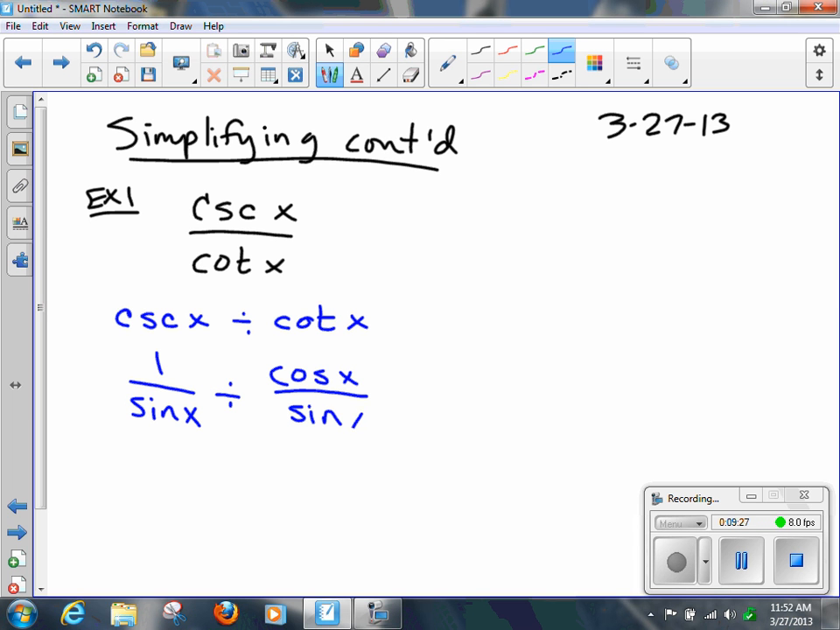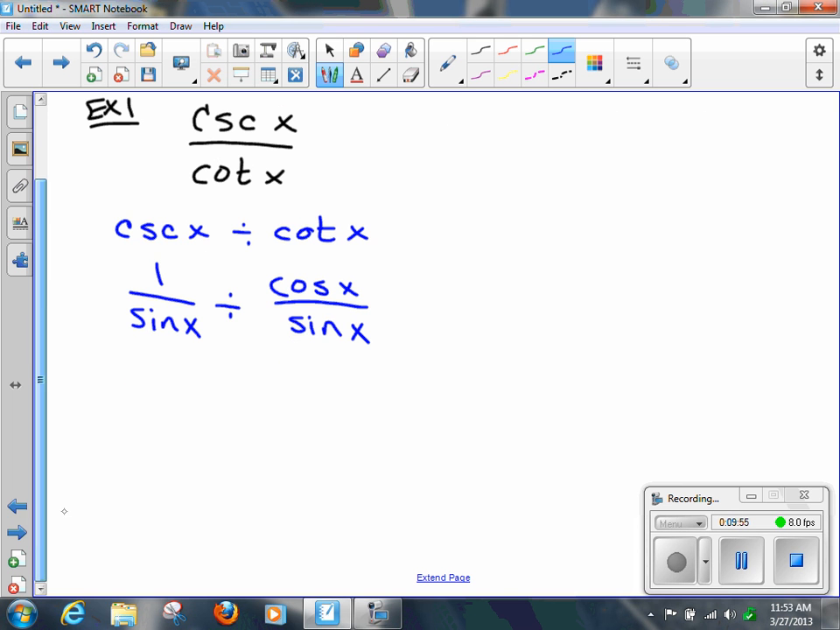Now, why would I choose to write cosine over sine versus 1 over tangent? Because this is the play that in my head I'm thinking, okay, if I play the 11 now, then I can wait and I can catch. I'm thinking ahead, all right? What am I going to do with this? This thing divided by cosine over sine, what am I going to do? When I copy, change, flip.